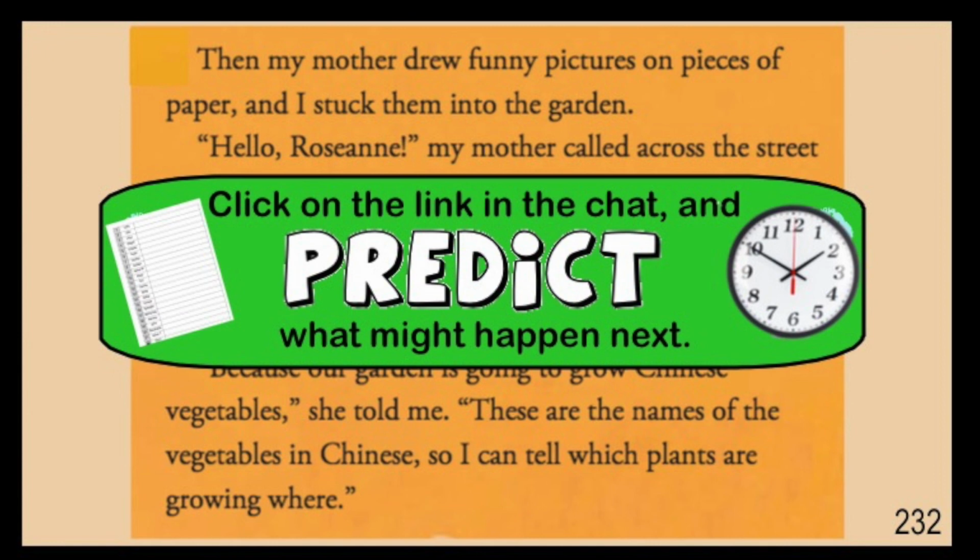Let's stop and make a prediction. You should click on the link in the chat. That'll take you to a doc. You should find your name and write a prediction. Can you use what's been happening to predict what might happen next? You will have 4 minutes to write. Then I will turn off the doc. Click on the link now.